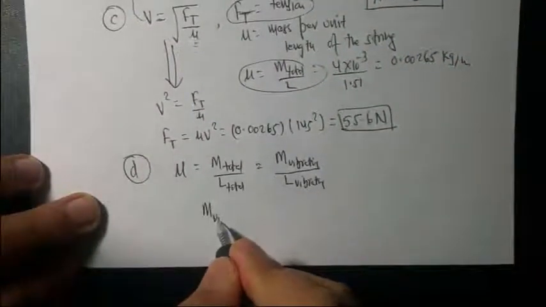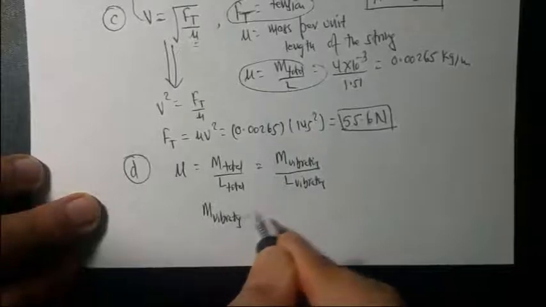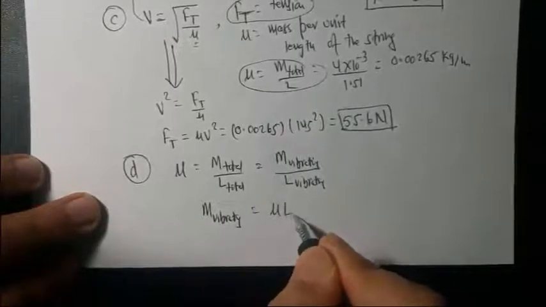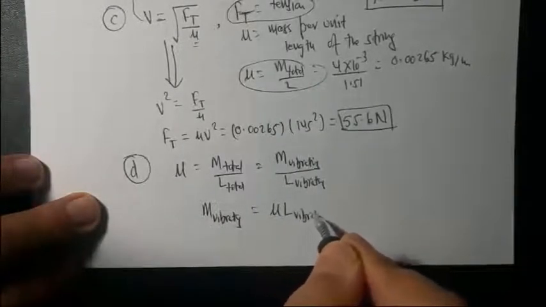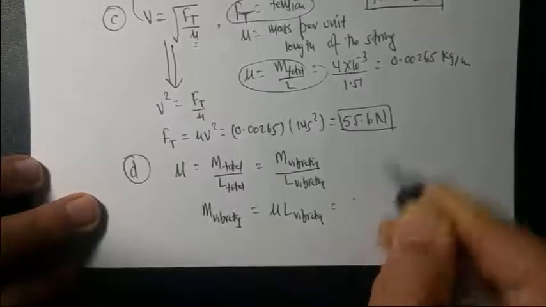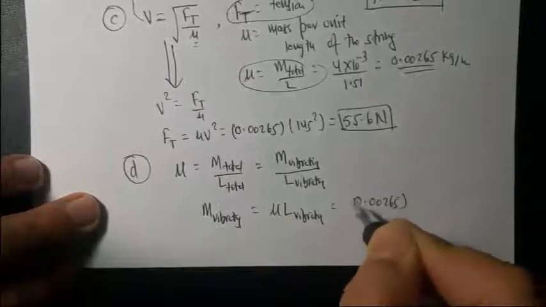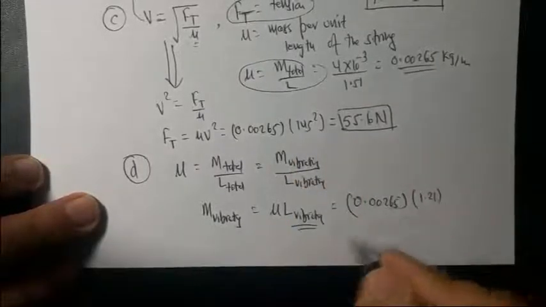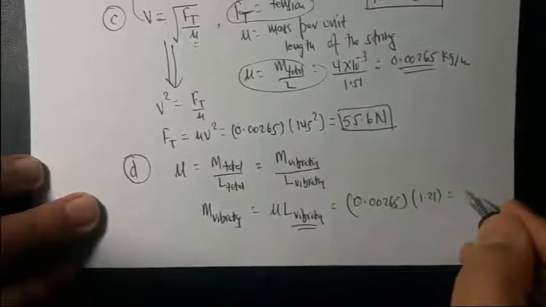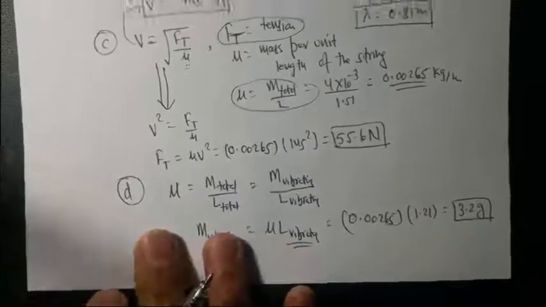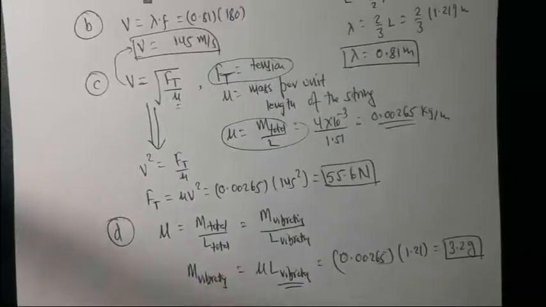So the mass of the vibrating portion is mu times L vibrating, not the whole length. Mu, which is the density, remains constant, 0.00265, and the length of the vibrating portion is 1.21 meters. So that's your answer, 3.2 in terms of grams. Okay, that's how you solve it.